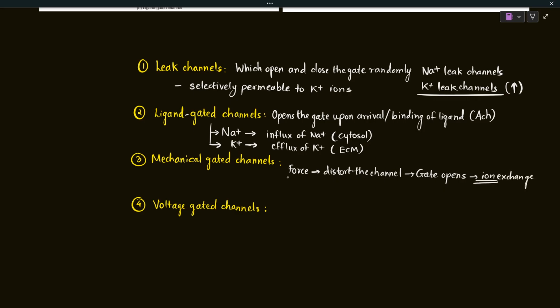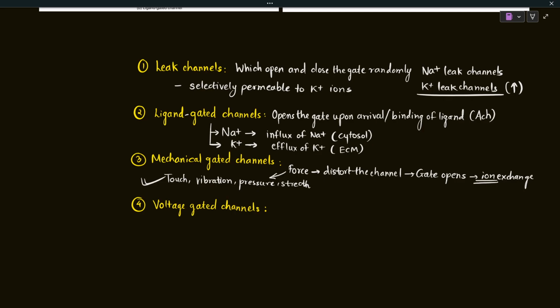Okay, so the force distortion would be due to some touch sensation, or vibrations, or some pressure applied on the skin. So touch, vibration, and pressure, or maybe there's some stretch on the muscle. Those mechanical sensations are sensed, and they exert some force which distorts the channel. This is how the ion exchange happens through the mechanically gated channel.